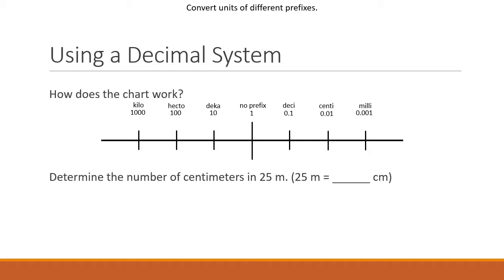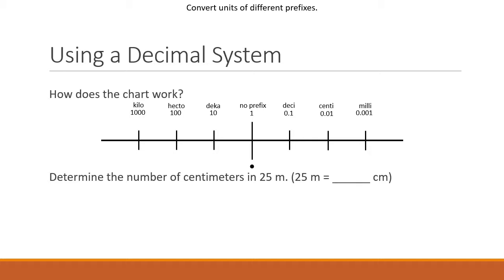So here's what we do. We ask ourselves, what unit are we starting with? Well, we're starting with the unit meters. I'm asked how many centimeters are in 25 meters. So I know I have 25 meters. So I'm going to put a decimal point at the appropriate spot in the chart. Well, I know it goes here with no prefix because the unit meter has no prefix. So recall this: the prefixes are never units in and of themselves.